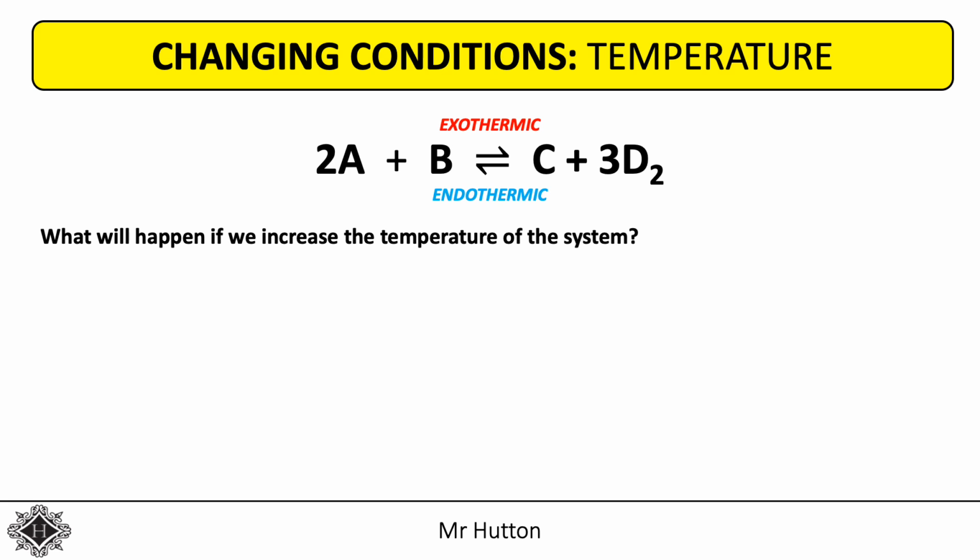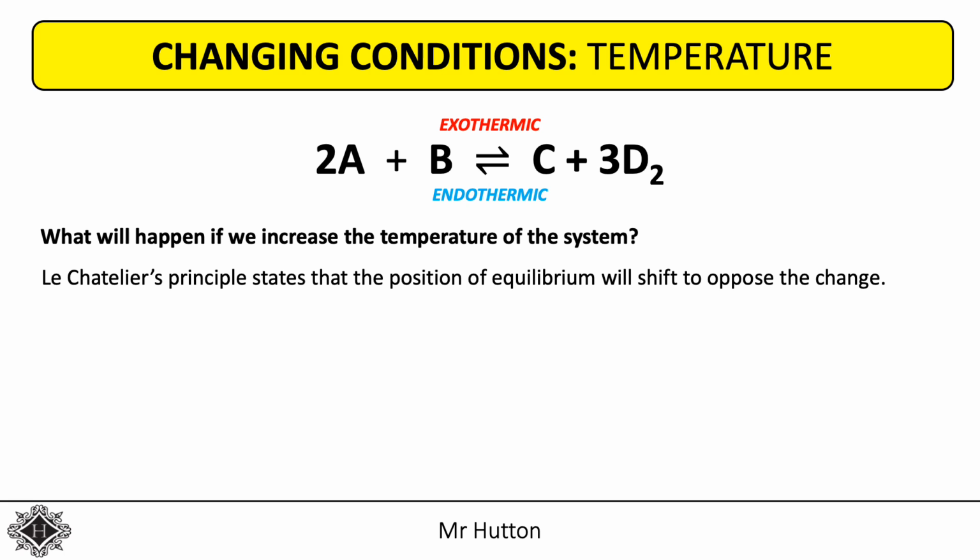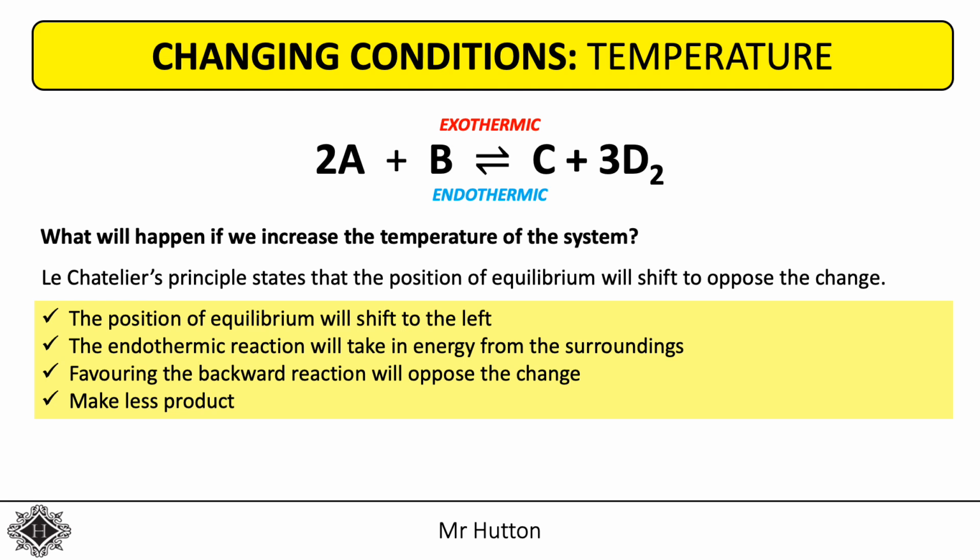Right, what will happen then if we increase the temperature of the system? So remember, Le Chatelier's principle states that the position of equilibrium will shift to oppose that change. So we want to oppose a temperature rise. So you've got to think which one of those reactions is going to bring the temperature down. Well done. If you said it's going to favour the endothermic reaction, then you are spot on.